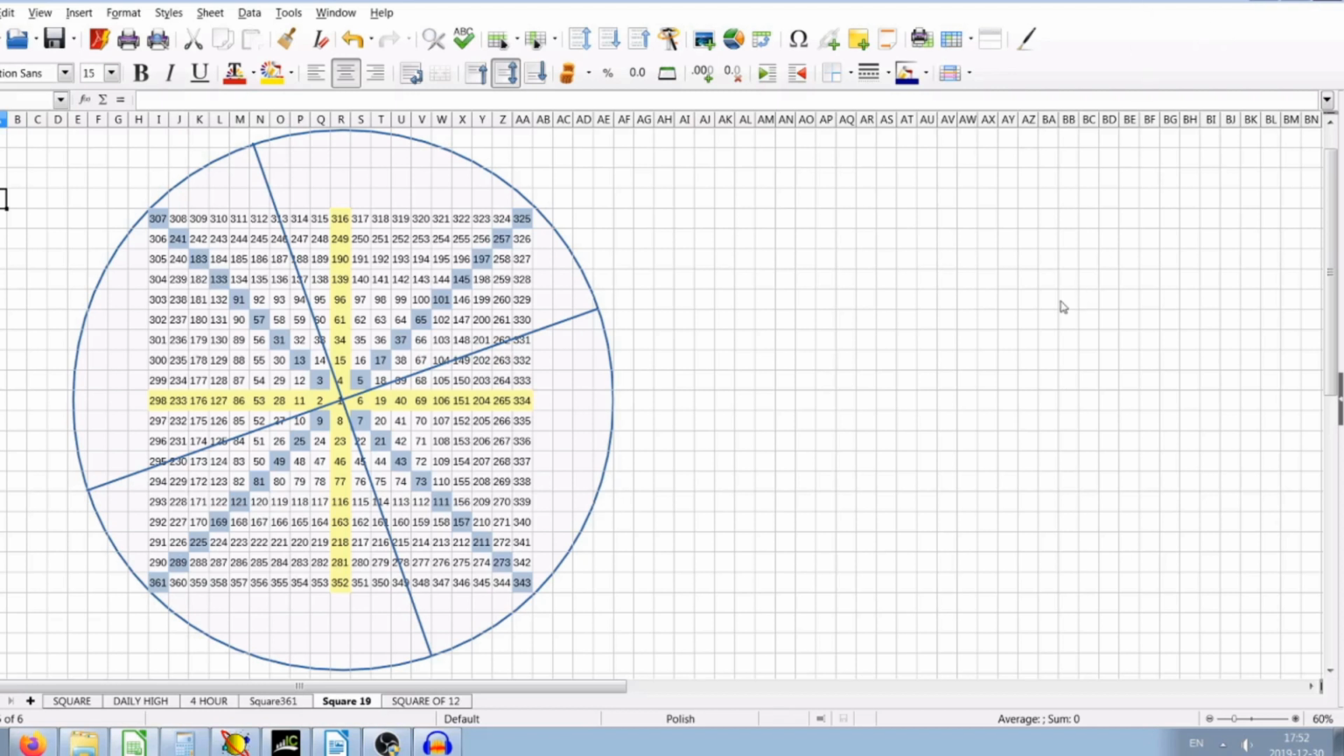It's pretty simple. We've got the square of 9, but mine is exactly the square of 19, because it ends up at 361, which is 19 squared. So if you take the square root of 361, you get 19. So we've got the square of 9.